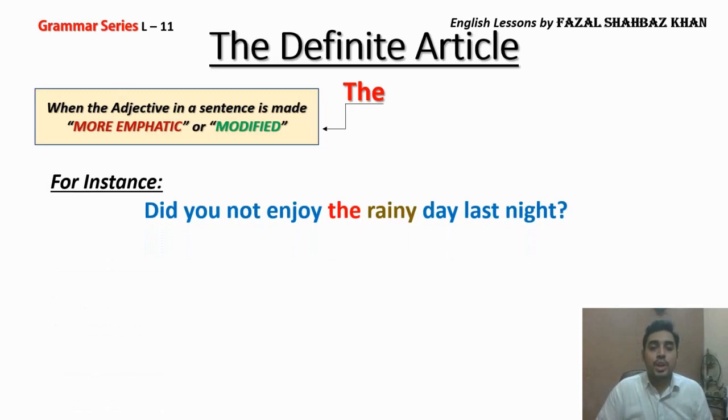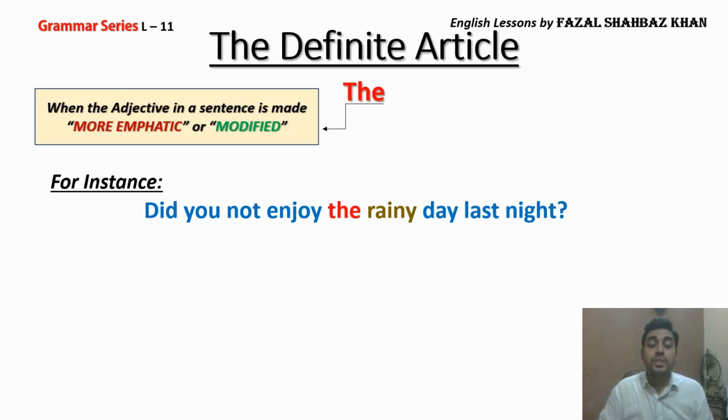Did you not enjoy the rainy day last night? Now, in this very sentence, if you want to look at the noun, or if I ask you where the noun really is, you would say the noun is day. Exactly correct. Now that is the noun, and that is already being described by an adjective before it. As you can see, the word is rainy. Now that rainy is actually describing the noun day.